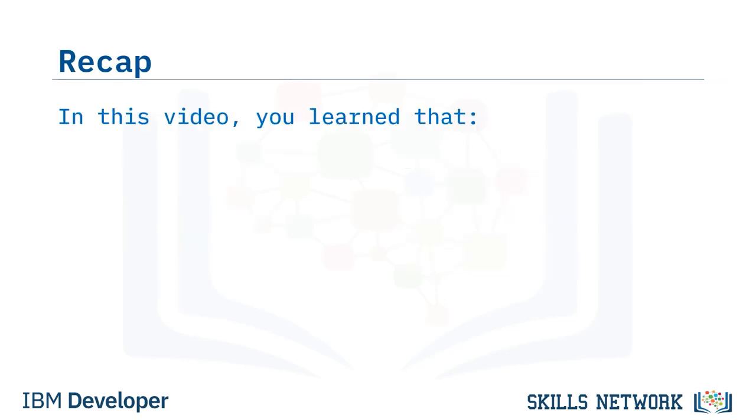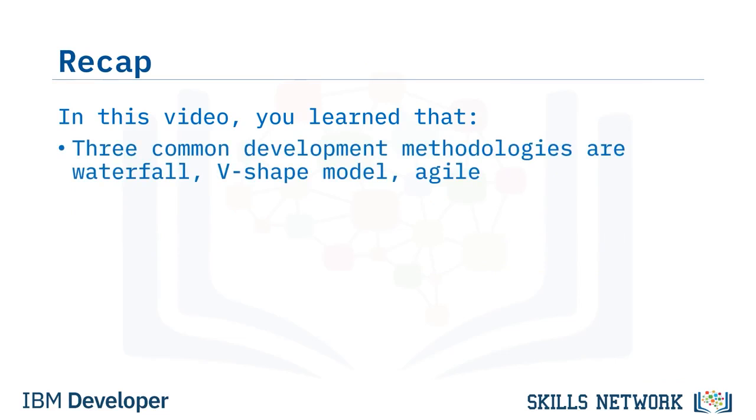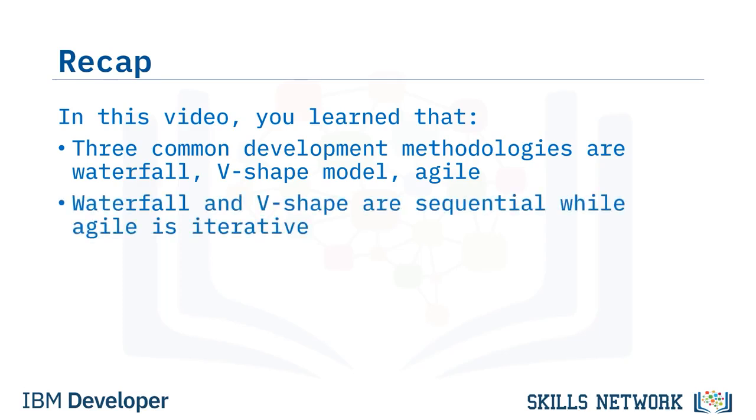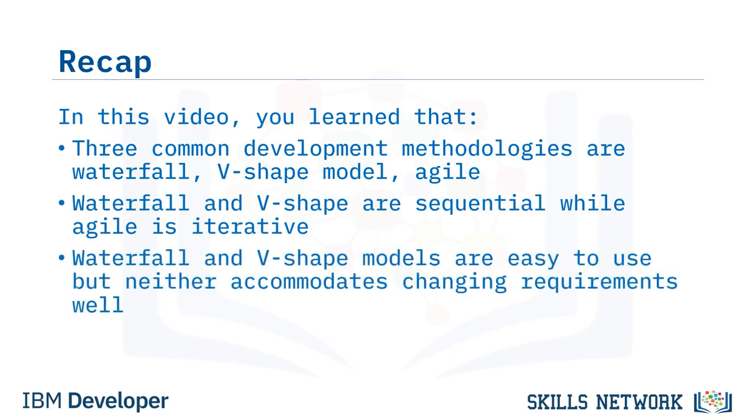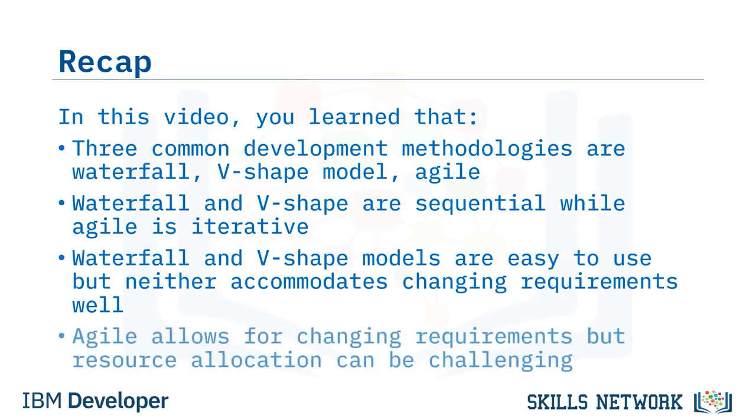In this video, you learned that 3 of the common approaches to software development include Waterfall, V-shape model, and Agile. Waterfall and V-shape are sequential, whereas Agile is iterative. Both Waterfall and V-shape models are easy to implement, but neither accommodates changing requirements well. And Agile allows for changing requirements, but resource allocation can be challenging.